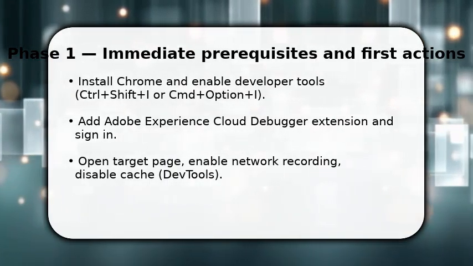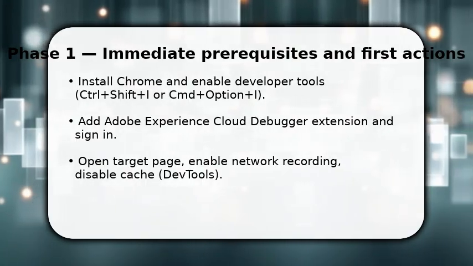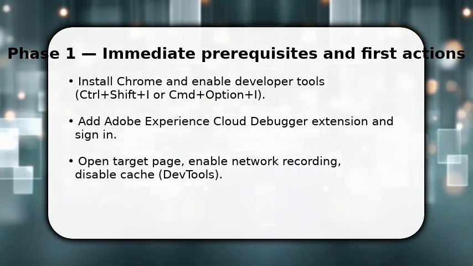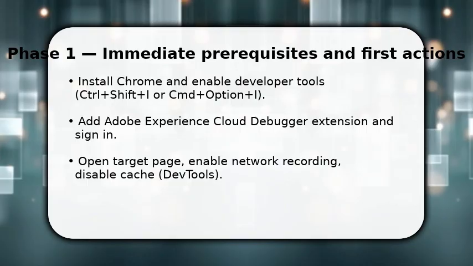You do this because raw console logs misstructure beacon details. The debugger parses variables, events, and response status so you can validate tracking immediately.